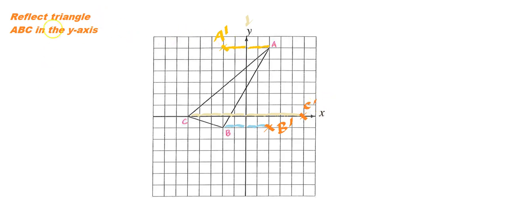I should always end by drawing the shape that I started with, the image of the shape, I should say. So that goes from there to there, and then from there to there, and then from there to there, and I now have the triangle, the image of the triangle ABC, and I've labeled it A dash, B dash, C dash, and that's it.